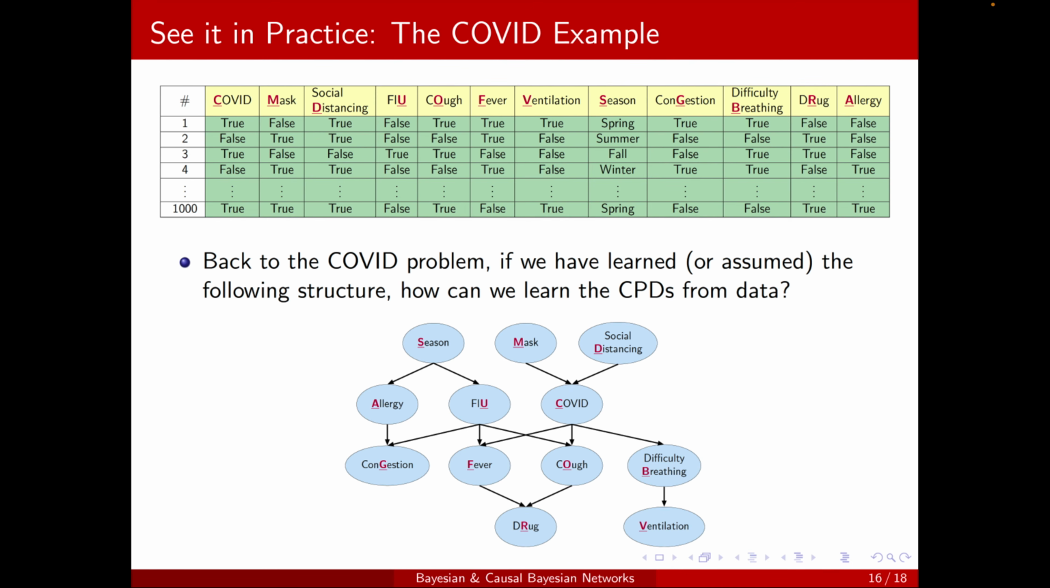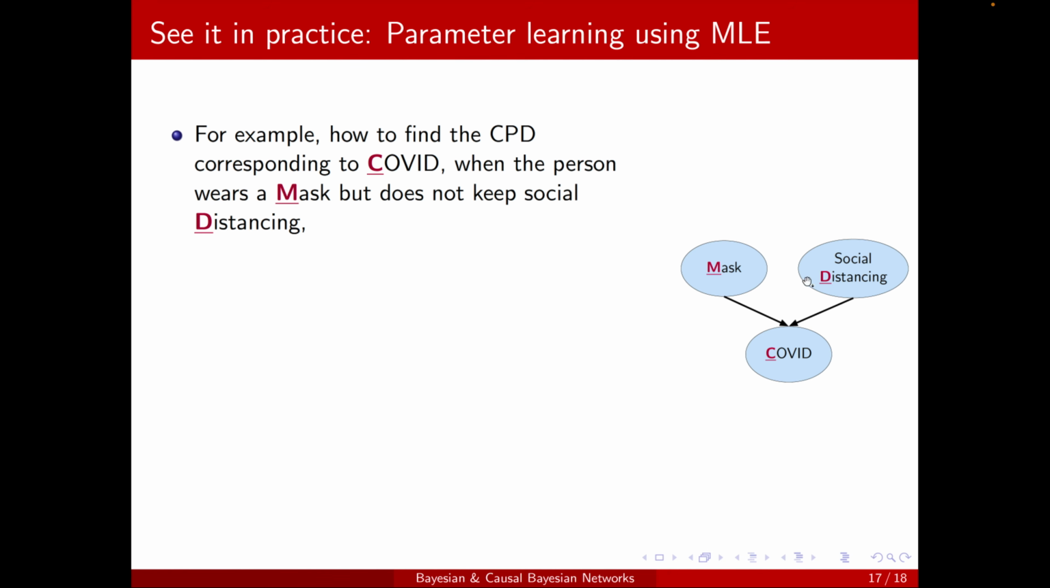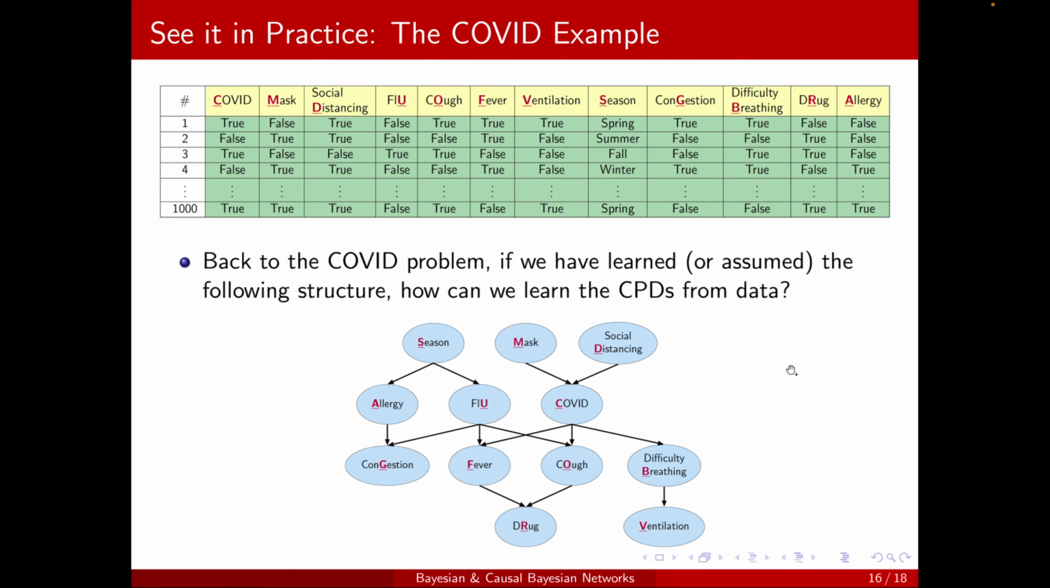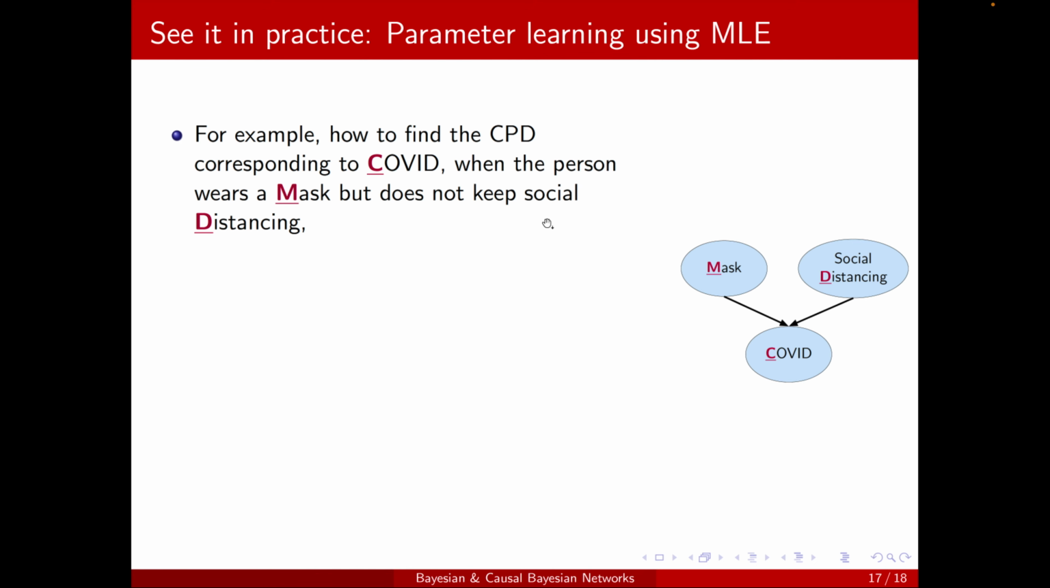Okay, great. Getting back to our first problem, let's see it in practice, the COVID example. You're given this network and you're asked to find the CPDs. Well, let's just focus on a small case here, the mask, social distancing, COVID part of this larger network. So how to find the CPD corresponding to COVID when the person wears a mask but does not keep social distancing? That is basically theta of C conditioned on M1 and D0. So I want to estimate both C0 and C1. That's why I have this capital C.